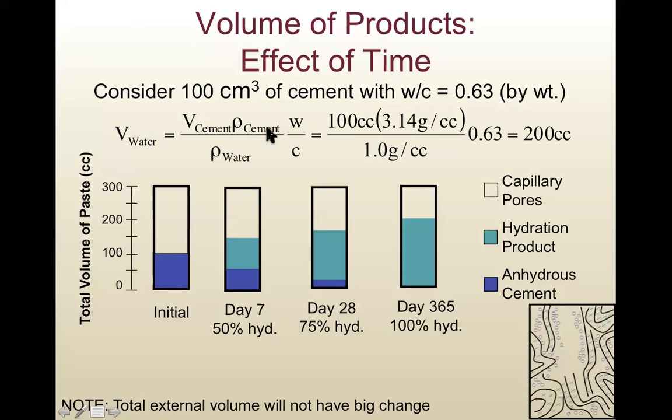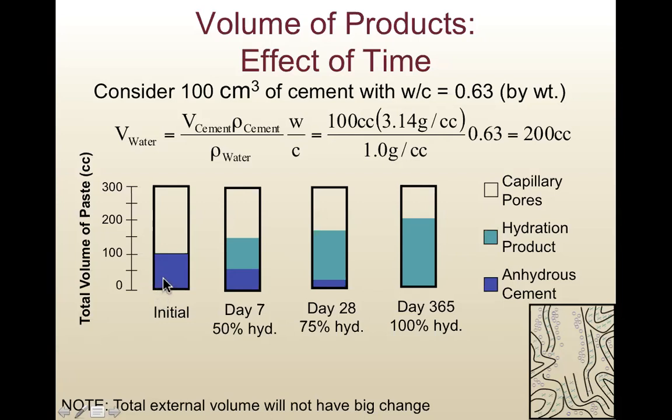The density of cement is 3.14 grams per cc. The density of water is 1 gram per cc. So the volume of water is 200 cc. Initially we have 200 cc of water with 100 cc of cement, the blue color.